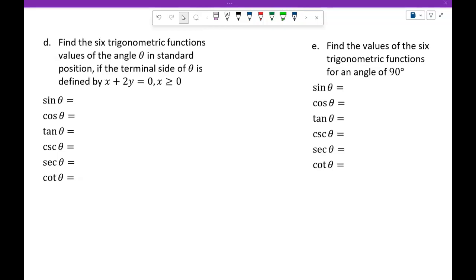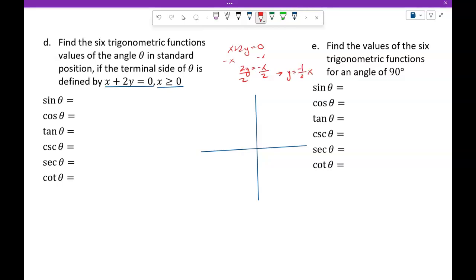Now these are going to be a little bit different because we're not given a point. Instead, we're given a line and a restriction on that line. So let's consider this line in our coordinate grid. Well, the easiest way to graph this line is to write it in slope-intercept form. So we'll subtract x from both sides, divide by 2, and we get y equals negative 1/2 x.